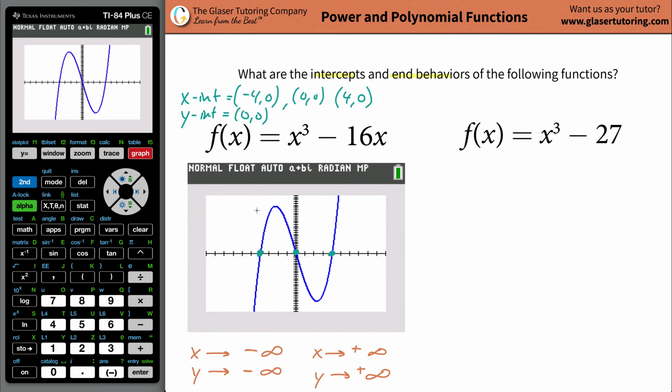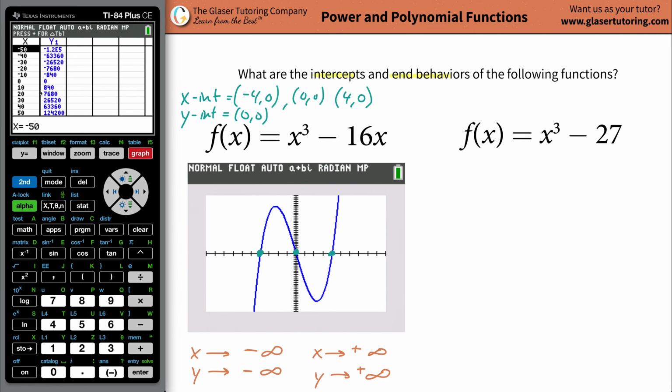Now, sometimes it might not be sufficient to look at a graph. It might be close. How do I know it's exactly negative 4 here and 0 and 4? Well, you can always go to your table function on the calculator. So hit second graph. That brings up the table. Now, you have to have this incremented. You see how mine is incremented by 10 units? That's not going to be appropriate. I need it really incremented by 1.